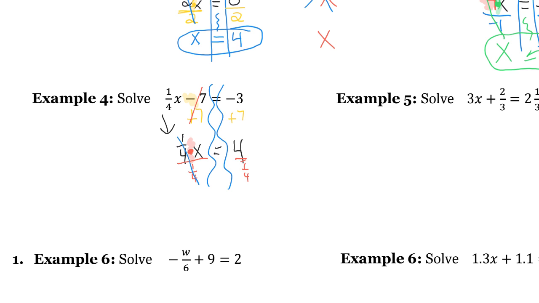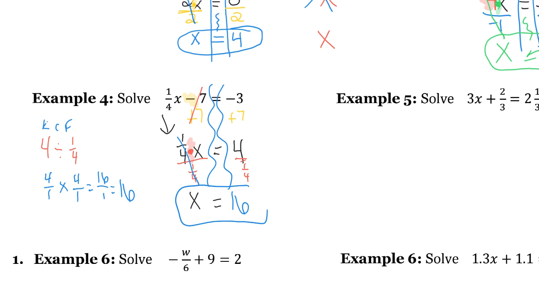So our 1/4s cancel, and we're left with x equals, and I'm going to do some side math over here. So I'm going to do 4 divided by 1/4. Remember, whenever we're dividing by fractions, we do keep, change, flip. So it's really 4/1 times 4/1, which is 16/1, which is just 16. So then our answer is 16.